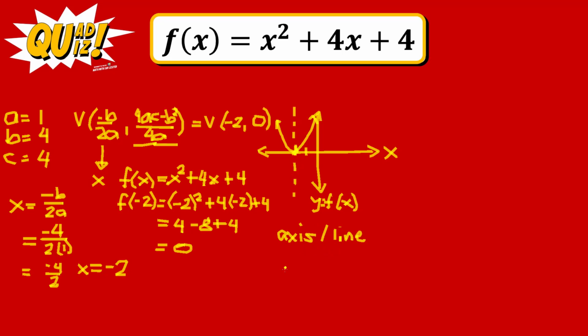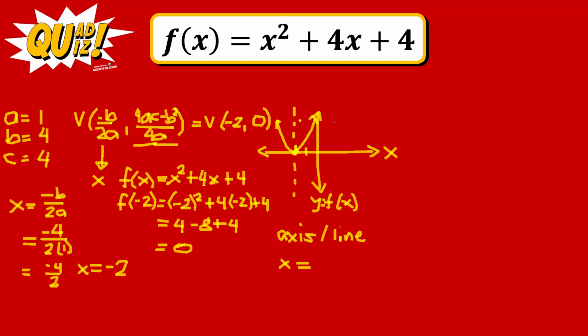In our grade 8 math, we know that in our Cartesian plane, if our line is a vertical line, its equation is x equals something. That something is the point on our x-axis where that vertical line intersects. So this is the point here which corresponds to our vertex. And here's now the hint or the connection between the vertex and the axis or line of symmetry.